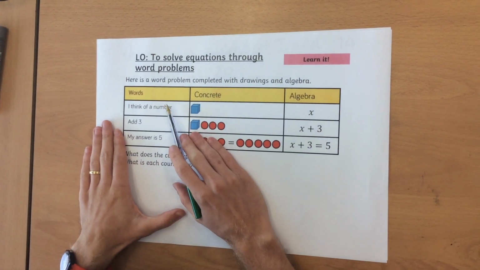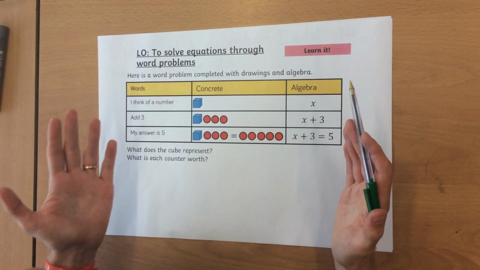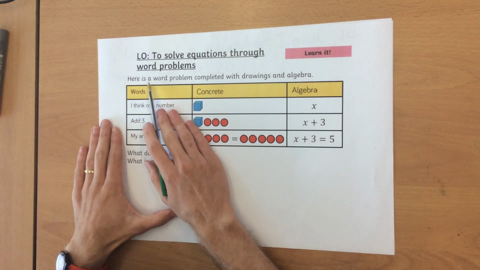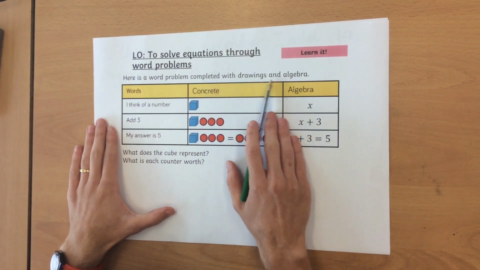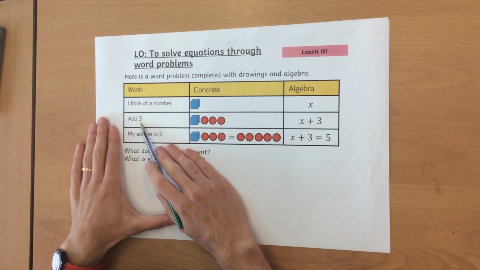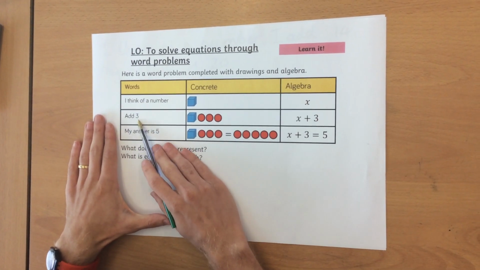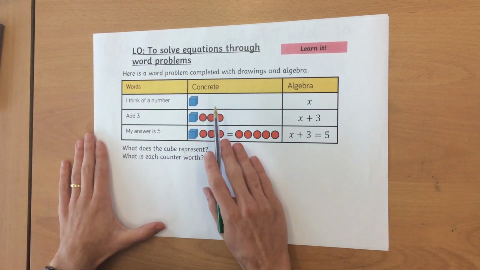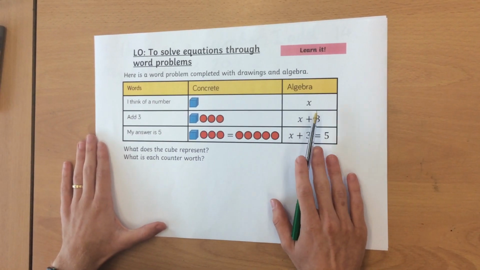And I have a word problem here and I'm going to model how to solve this kind of question. It says, here is a word problem completed with drawings and algebra. So the word problem is here in this part of the table. I think of a number, I add 3 and my answer is 5. And we've got the concrete and the algebraic expressions to go with it.